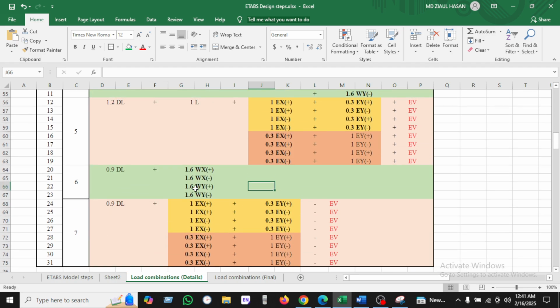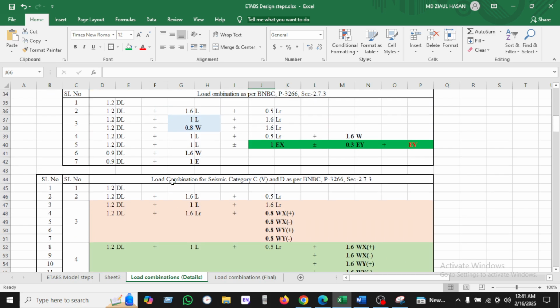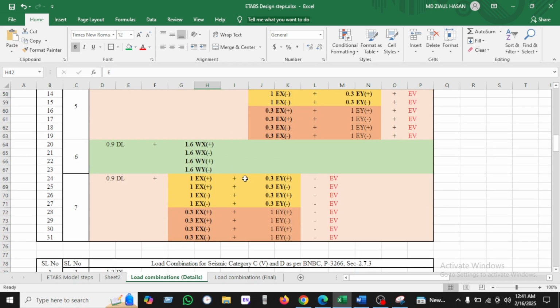Okay, so we can see here another combination is 7, the earthquake. If we find the earthquake, then obviously it counts Ex, Ey, and vertical as it is. So we've been seeing Ex, Ey, and vertical.